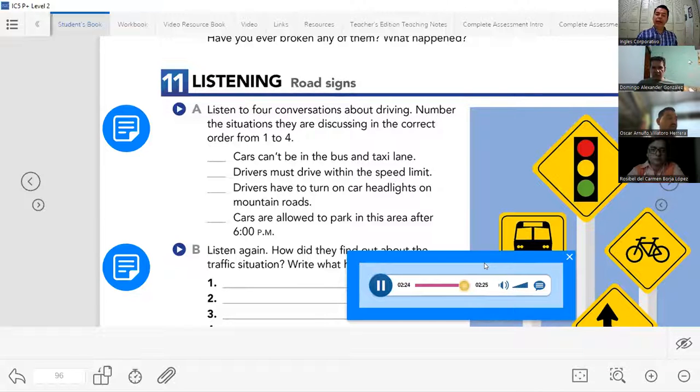Okie dokie, now please, the last volunteer. Okay, Yvette, again, come on, do it. Drivers must drive within the speed limit. Okay, within the, like in El Salvador, right? Yeah, right. The speed limit.